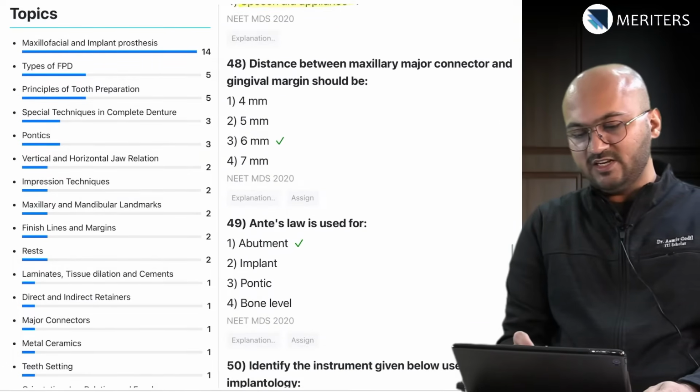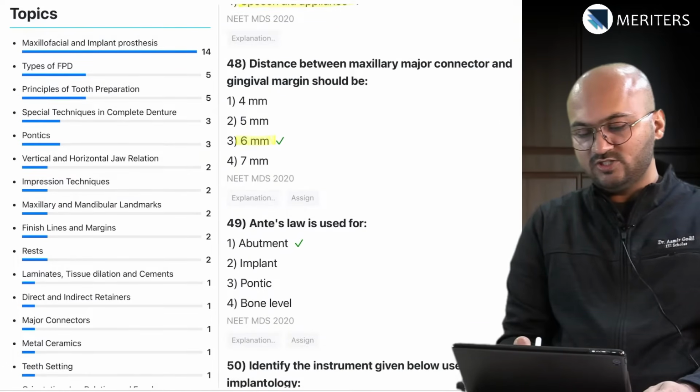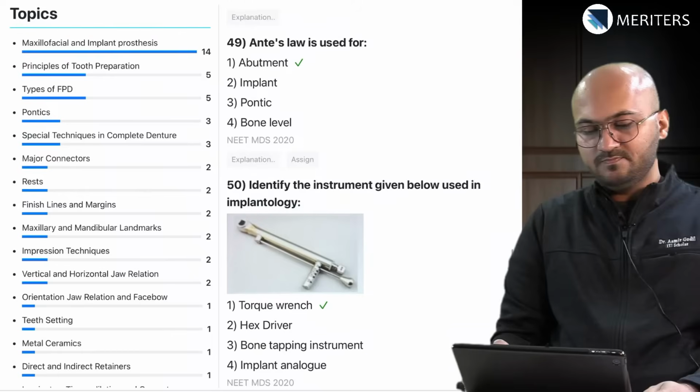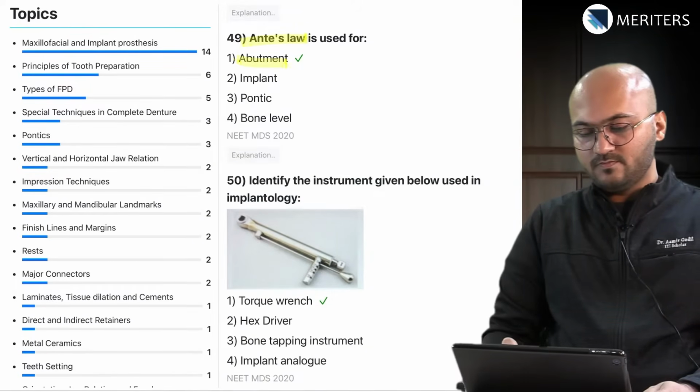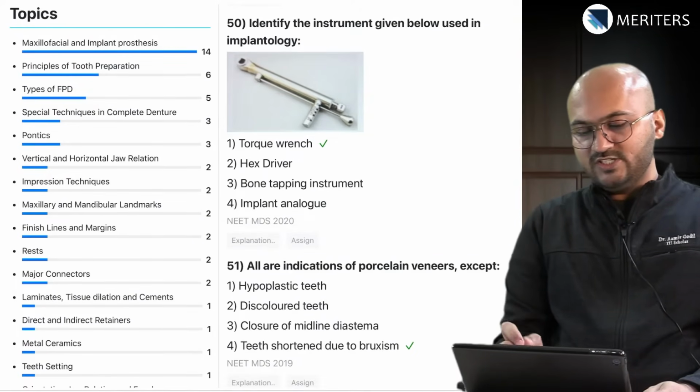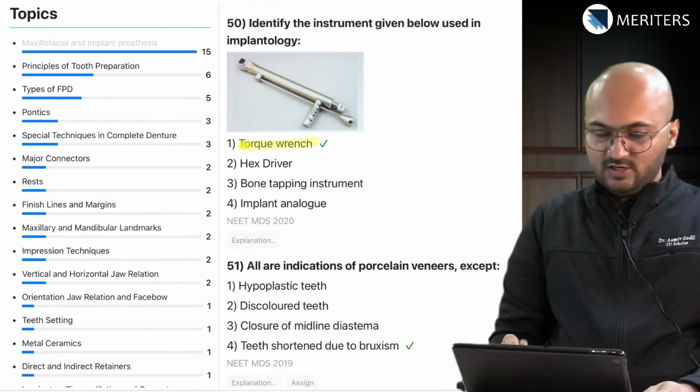Distance between major connector and gingival margin in maxillary arch should be 6 millimeters. Repeat question on Ante's law, it is regarding abutment. Then another question on implant, this is a torque wrench. You will also find a similar question in perio.